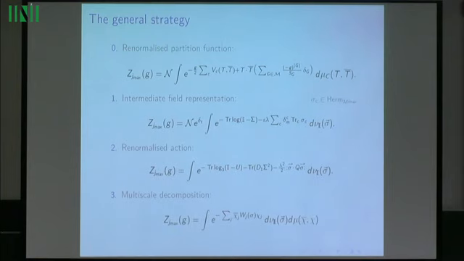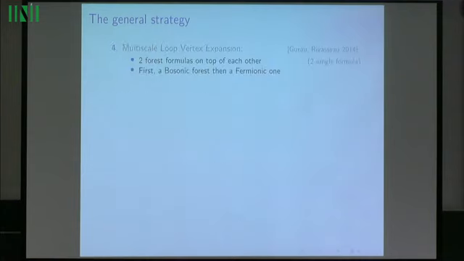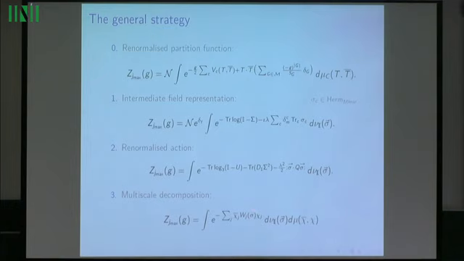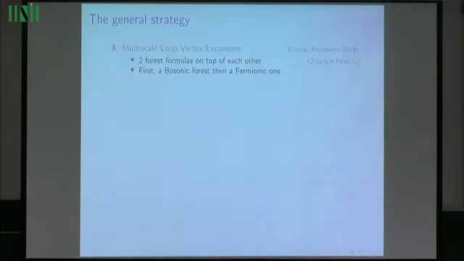So now this is where we stand. We have this formula, and I will do the multi-scale loop vertex expansion. Here I will do perturbation theory for this and apply the forest formula on it. But I have two kinds of links, bosonic and fermionic. So I will apply the forest formula twice on top of each other. So it's a special kind of two-jungle formula.